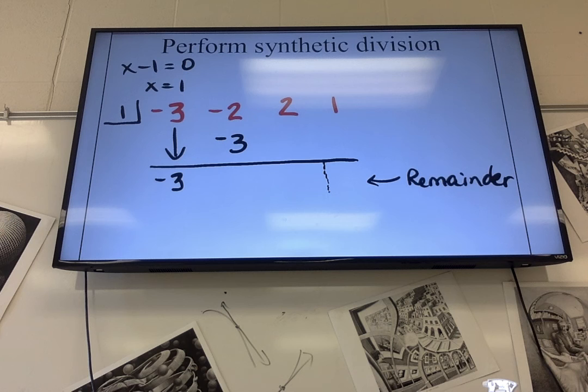Then you add. Okay. Negative 2 plus negative 3 is negative 5. And then you multiply number in the box times the number under the line is negative 5. Then you add. Negative 3. Yep. Number in the box times the number under the line, negative 3. And then you add. You get negative 2.